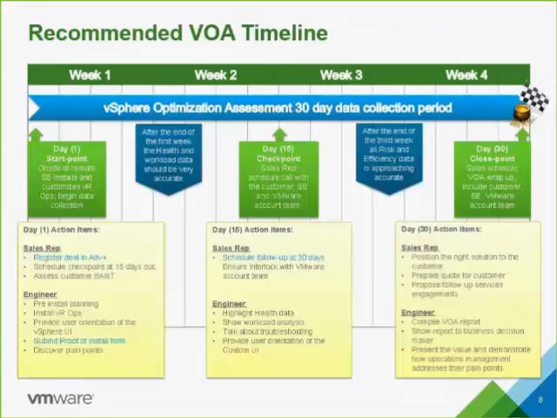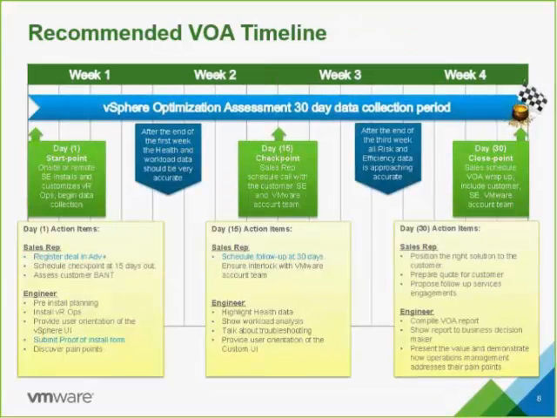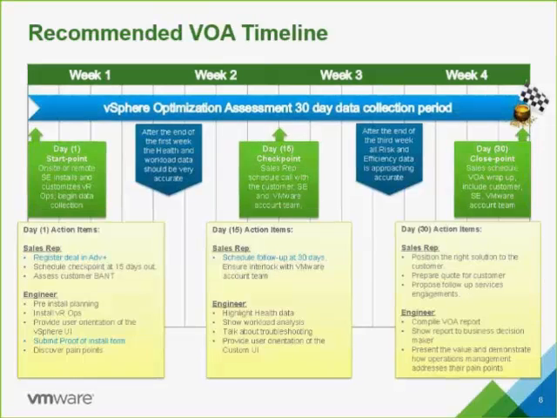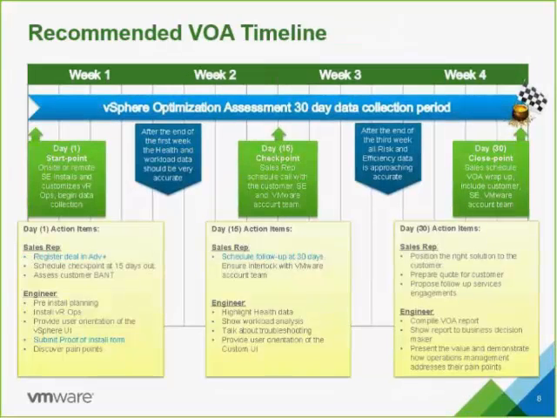This slide is essentially an overview of the recommended VOA timeline that you're going to go through. You see there that there are 3 main days where you're going to have engagements directly with the customer: day 1, 15, and 30. Those mark the critical points in the process. These are where you have focus activities for both the sales rep and the engineer. In the following slides, we will cover each one of these days and the steps associated in more detail.